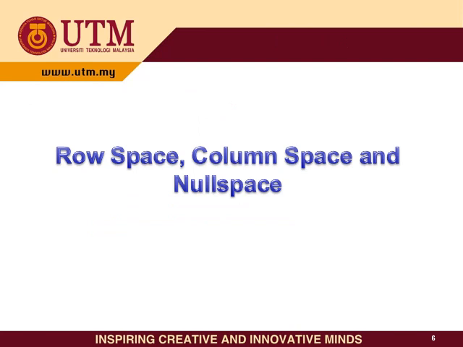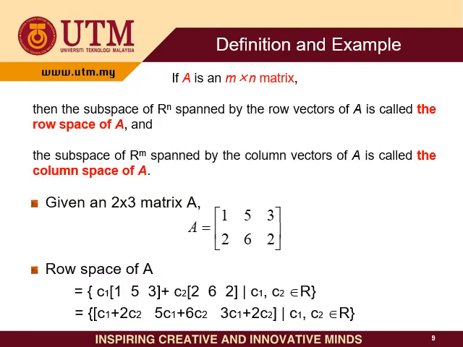Now we come to the part where we will identify the row space, column space, and null space. Definition and example. If A is an m by n matrix, then the subspace of Rn spanned by the row vectors of A is called the row space of A, and the subspace of Rm spanned by the column vectors of A is called the column space of A. See the example that they give us here. They give us a 2 by 3 matrix A, which is 1, 5, 3 and 2, 6, 2.